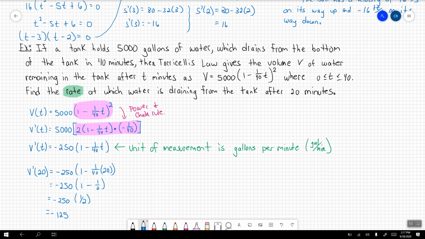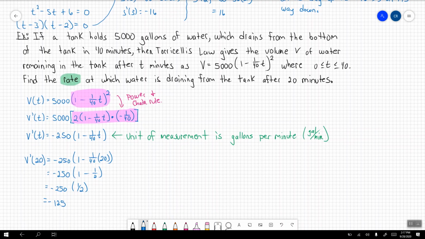Now remember that unit of measurement. So the water is draining at a rate of negative 125 gallons per minute at 20 minutes.